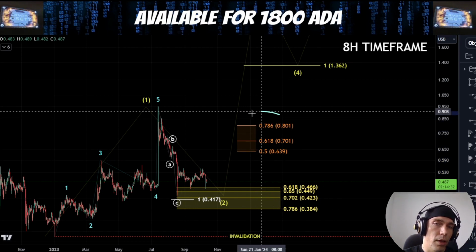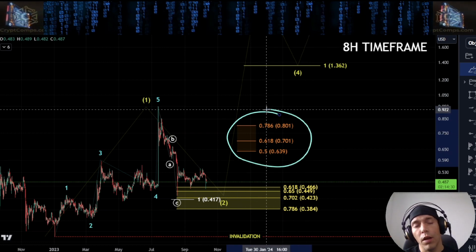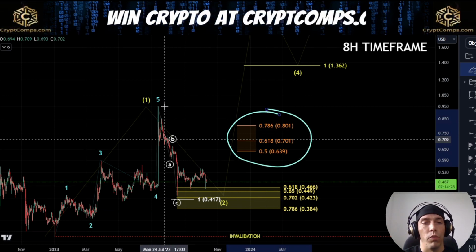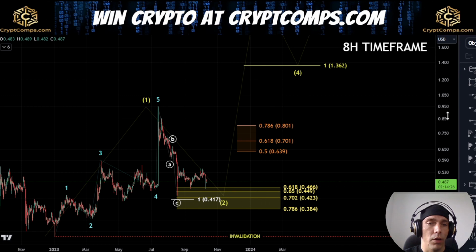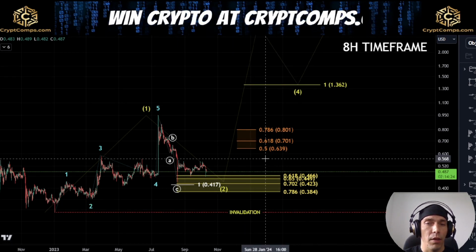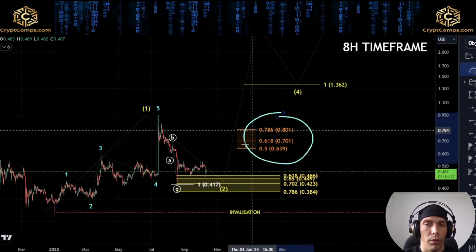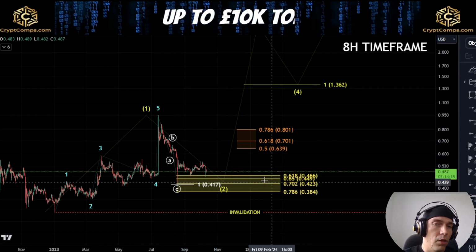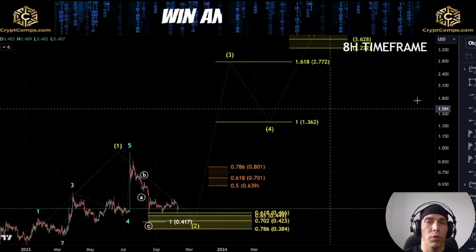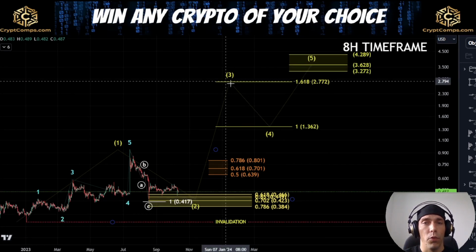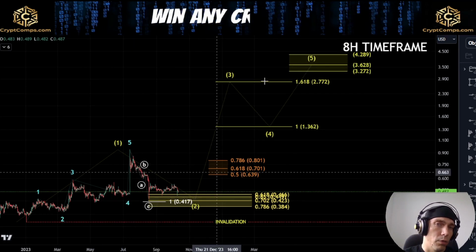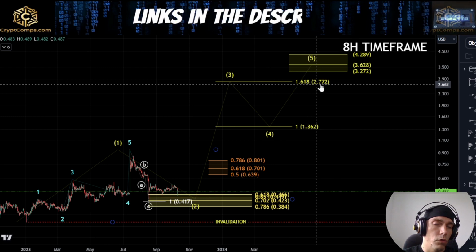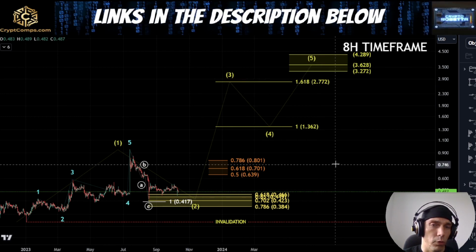Or alternatively, if we face rejection in this area, it is possible that this move is starting to follow that more corrective count to the downside. So we need to be very careful that until we actually break back above this level here, this move is not giving us a good indication yet that we could be looking for this, but we need to see a move to confirm this idea of the bigger impulse here up towards $2.77 for this third wave.